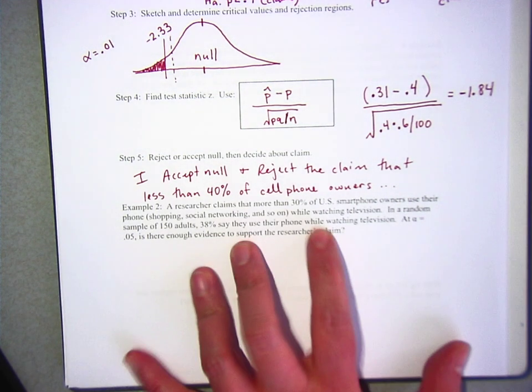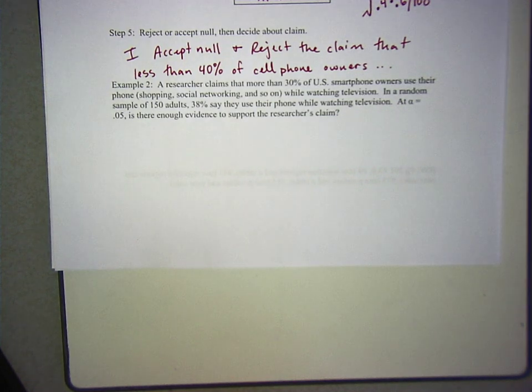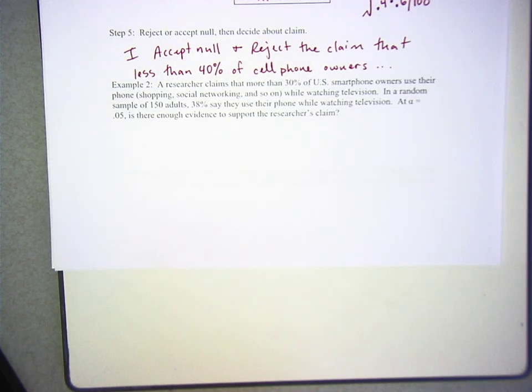I want you to try example number 2 with your partner, and then we're going to go over how to do this. So sit with your partner from yesterday. Who is my final person? So you get to choose.